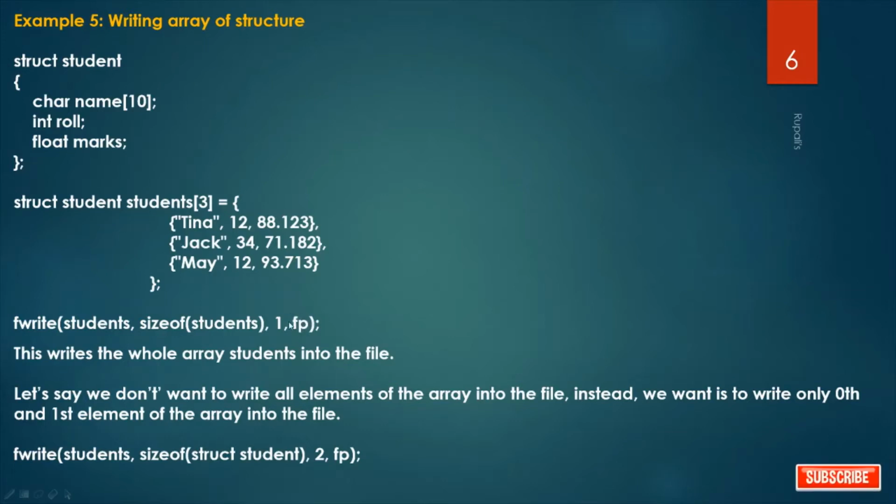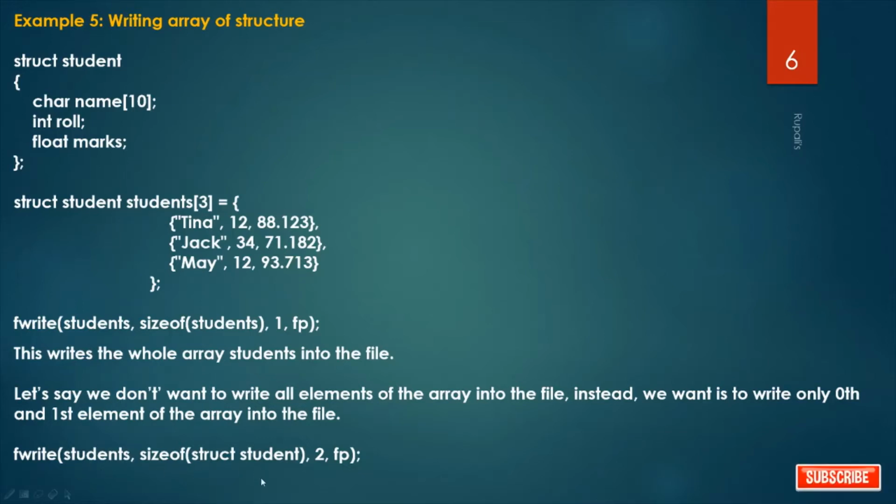That file is pointed by fp. Let's say we don't want to write all elements of the array into the file. Instead, we want to write only the 0th element and the first element of the array into the file. So just change this syntax. Here you have to write the base address of this array student. This is an array of structure, base address of this array student.